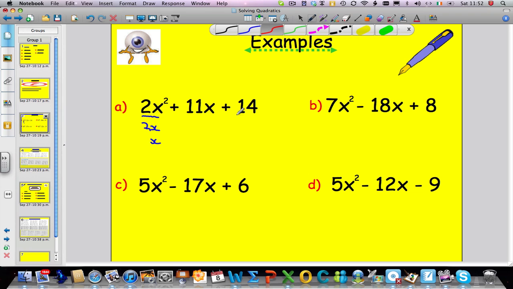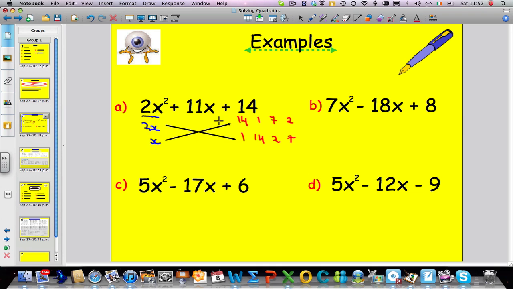Second thing I have to do is write down all the pairs of factors of 14, except this time I have to write them two ways. So, for example, I'm going to write 14 and 1, but I also have to write 1 and 14. I'm going to write 7 and 2, and then 2 and 7. Okay? Now we're going to draw on our arrows again.